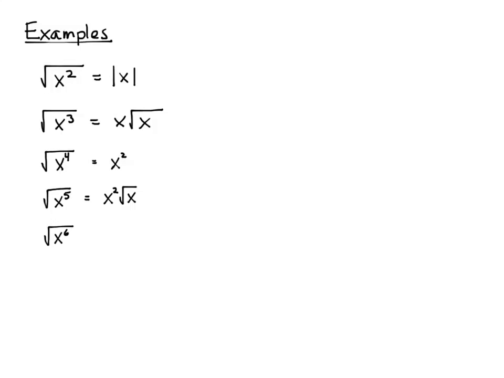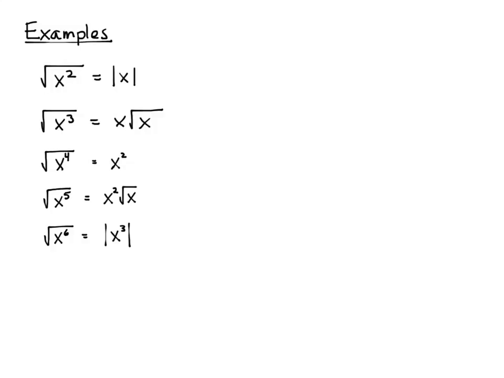Okay, the next one is x to the 6th. How does that simplify? Just ignoring absolute values, x cubed, right? Because we have 3 pairs of 2. But there we have to do the absolute value, because if we stick in a negative 1, negative 1 to the 6th power is 1, the square root of 1 is 1, positive 1. But without the absolute value sign, if we just took x cubed, we would get negative 1. So we need to say, oh no, it's positive. So we need the absolute value sign here.